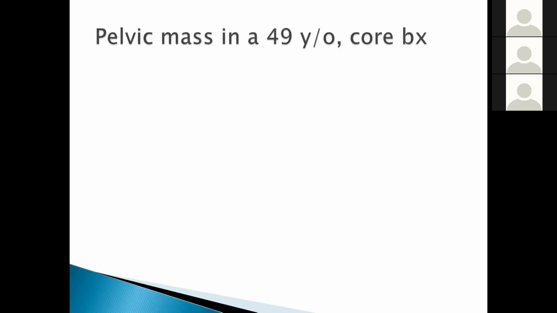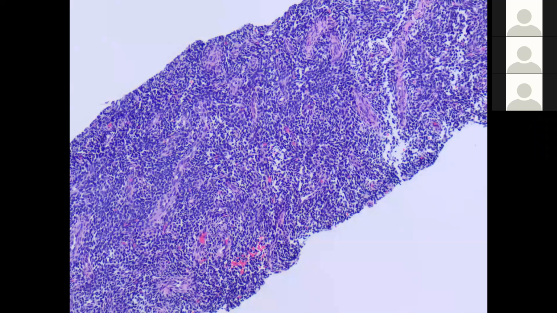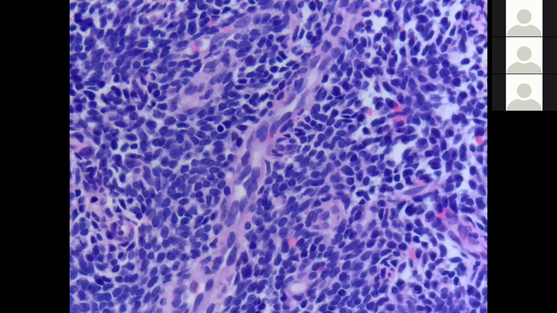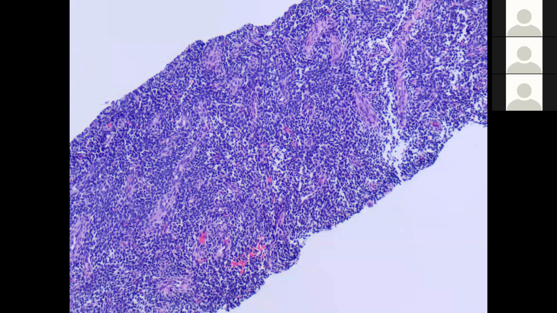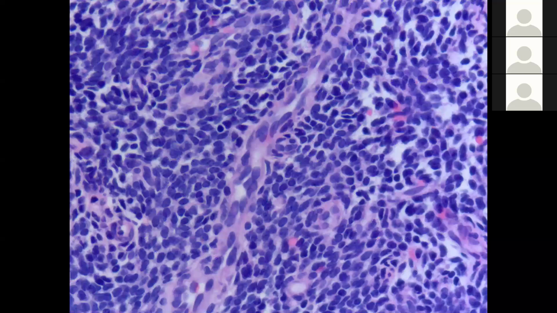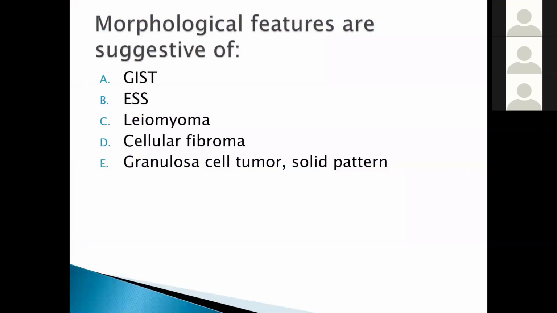Pelvic mass, 49-year-old, and this is a core biopsy, which we're not going to see more often. One is low power, core biopsy, 49 pelvic mass, and the second is a high power. Let's keep it at low power, so it all looks like this. What do you guys think? You have to have a differential before you start doing stains, and you have a core, so you can do 25 stains.